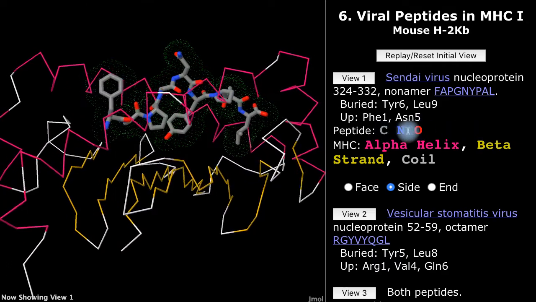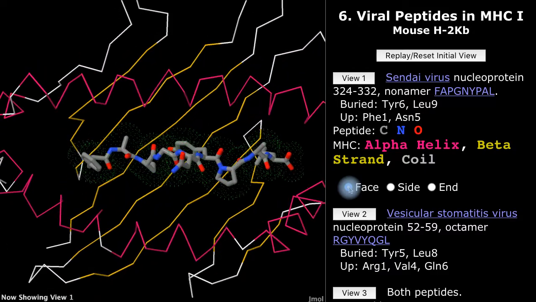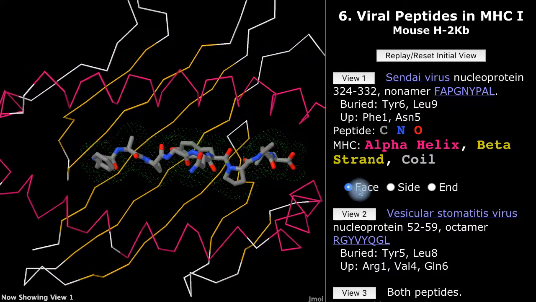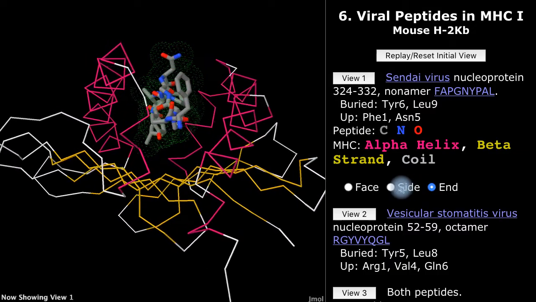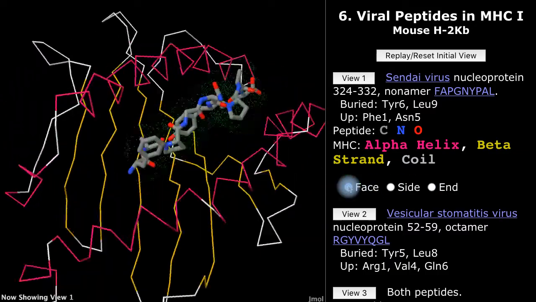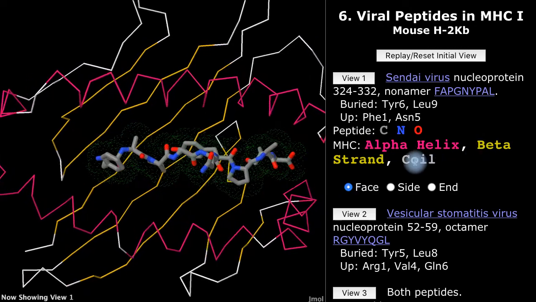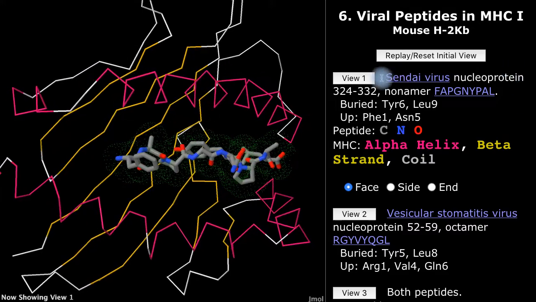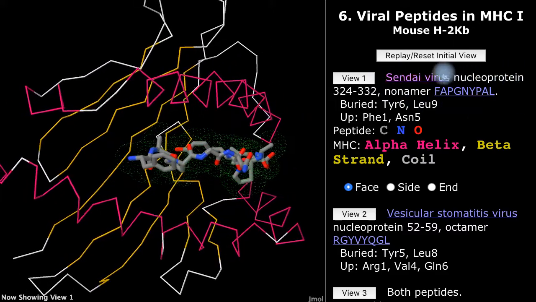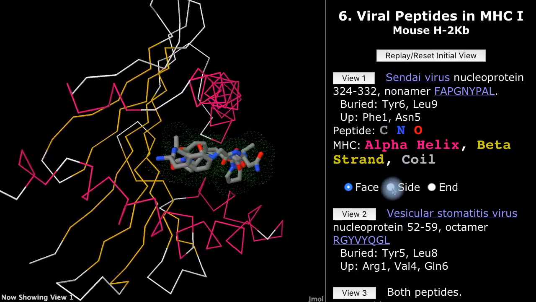Now the atoms in the peptide are colored by chemical element, gray for carbon, blue for nitrogen, and red for oxygen. The MHC cleft is colored by secondary structure. The peptide is a 9 amino acid fragment of the Sendai virus nucleoprotein.